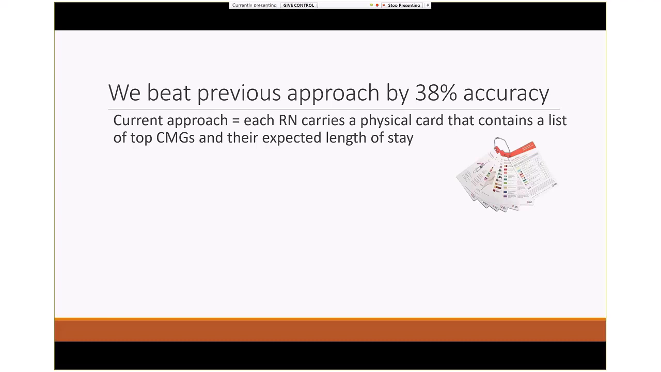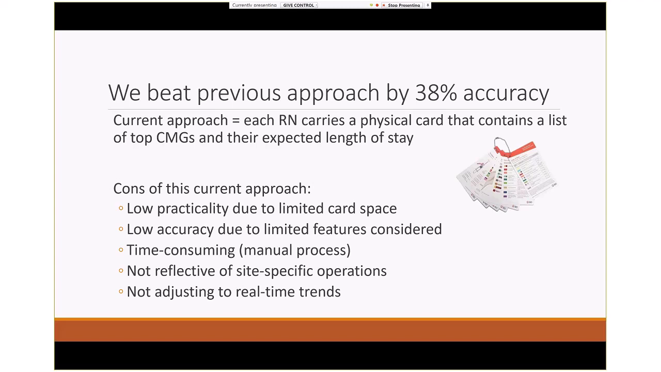If, for example, a patient comes in with diabetes, the nurse will look up this card and say, oh, diabetes tends to be 7 days. So they'll put 7 as the expected length of stay. And there are many problems with this approach.